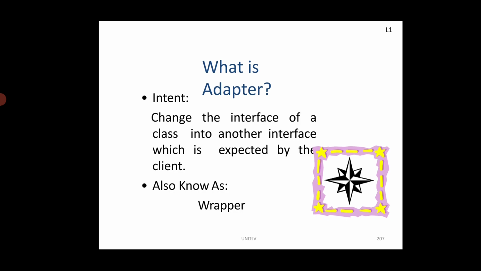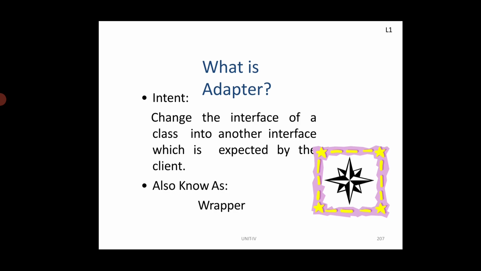bridge between two incompatible interfaces, in the sense of not matchable; compatible means matchable. The adapter design pattern allows two incompatible classes to interact with each other, converting the interface of one class into another interface of another class, whatever is expected by the client's needs. So the adapter lets classes work together that could not otherwise because of incompatible interfaces.